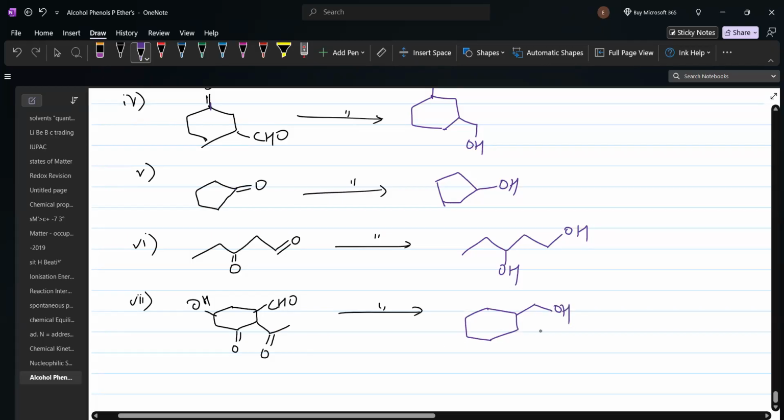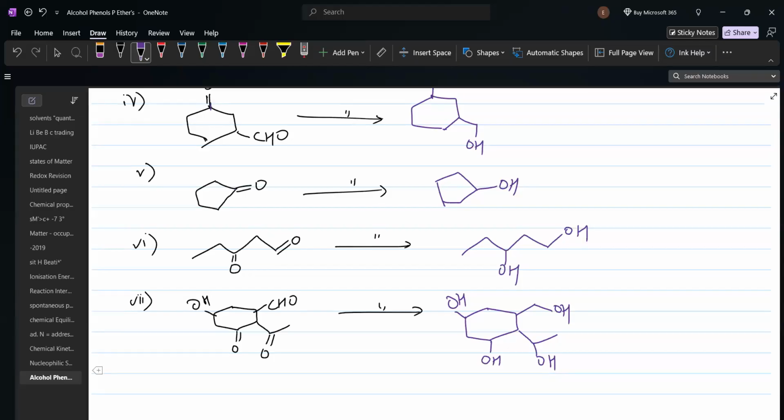Let me draw first. This OH will not get disturbed. It will be like this only. So this will be OH only. This double bond O will break and form OH, and in a similar way, this double bond O will break and form OH. Understood everyone?